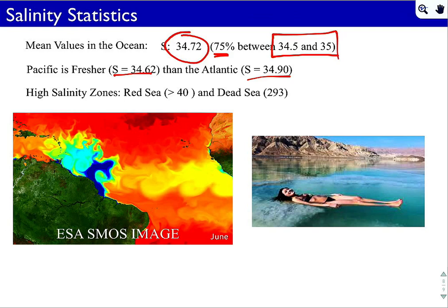And as I mentioned, there are these high salinity zones like the Red Sea, which can have up to 40 parts per thousand, and anomalous places like the Dead Sea or ancient seas that were once connected and then separated from the seas, and then the volume of water has decreased, essentially increasing the local concentration of salinity. The Dead Sea has a very high salinity.